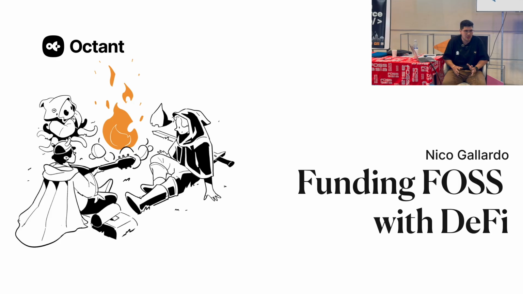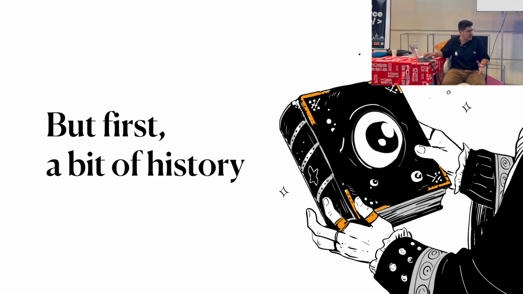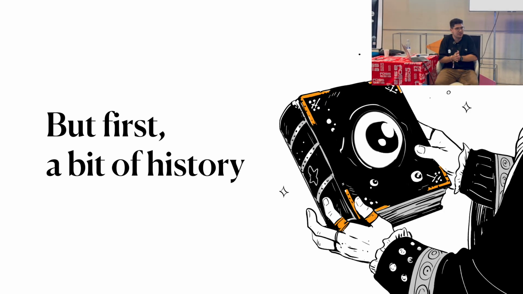And today I'm going to talk about funding open source with DeFi. First, I'm going to start with a bit of history of what we've done with the first version of Octant and how we've been funding public goods using yield from staking rewards, running our own nodes. Later, I'm going to talk a little bit about how we're opening this up so that other ecosystems can do the same with DeFi and hopefully expand this model and seed it in different ecosystems.